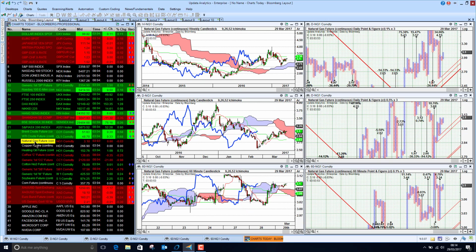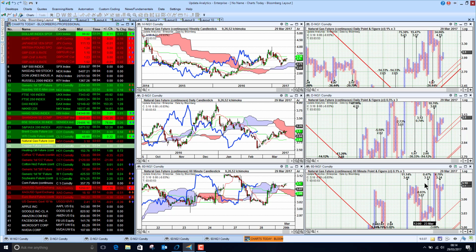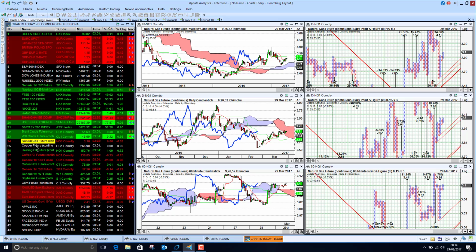US natural gas is holding on above the cloud at $3.10 at the moment, so that's looking quite good short term. We've activated another new target, 324. We've got 311 and 344.